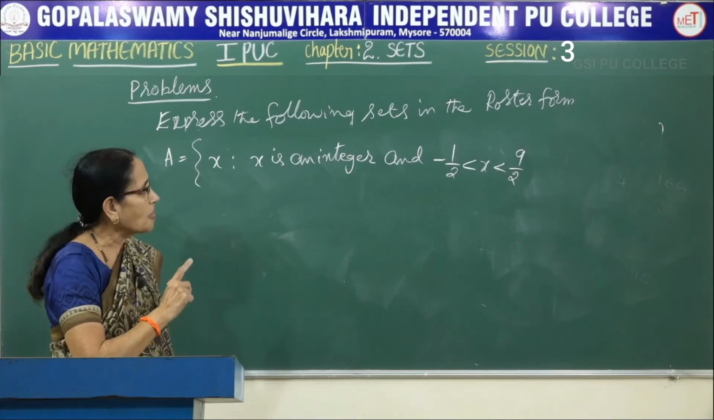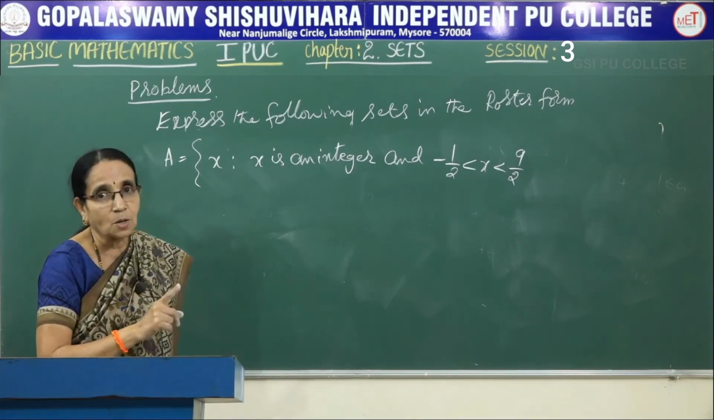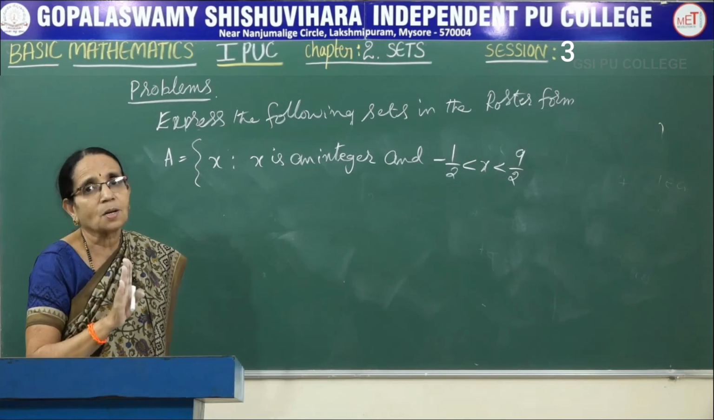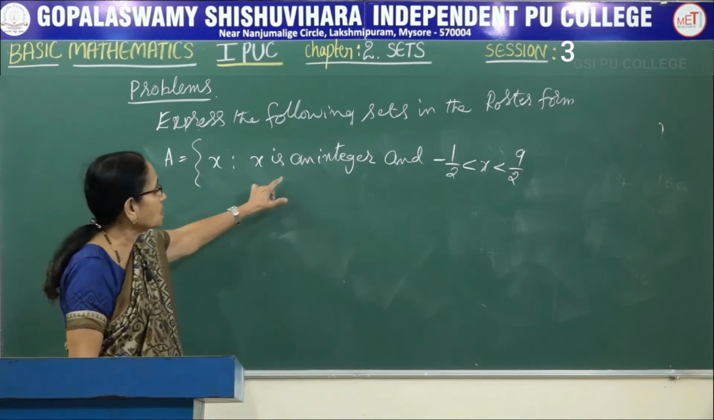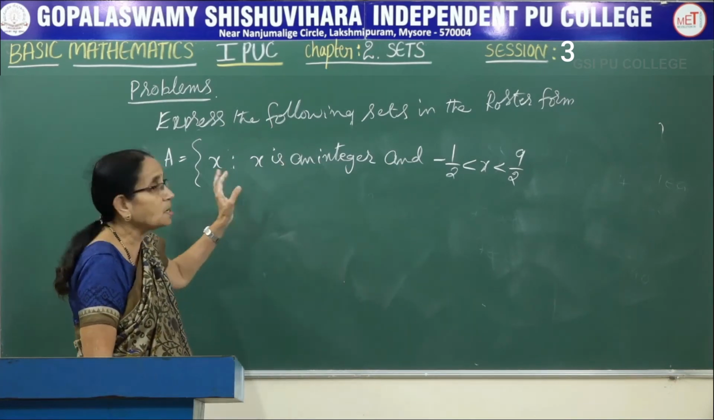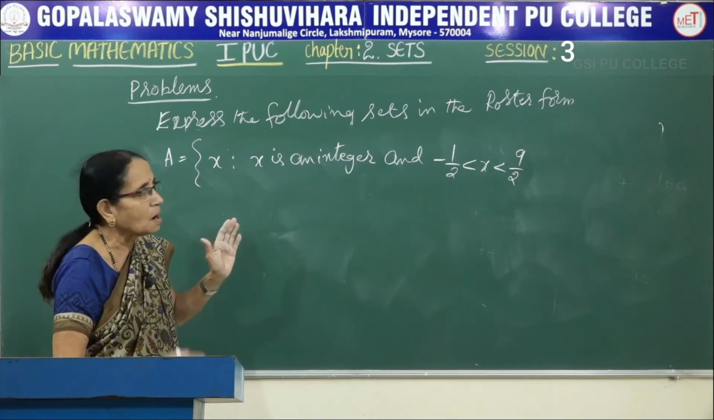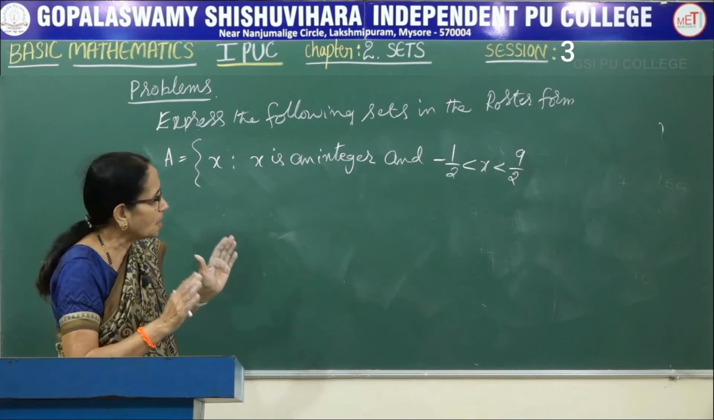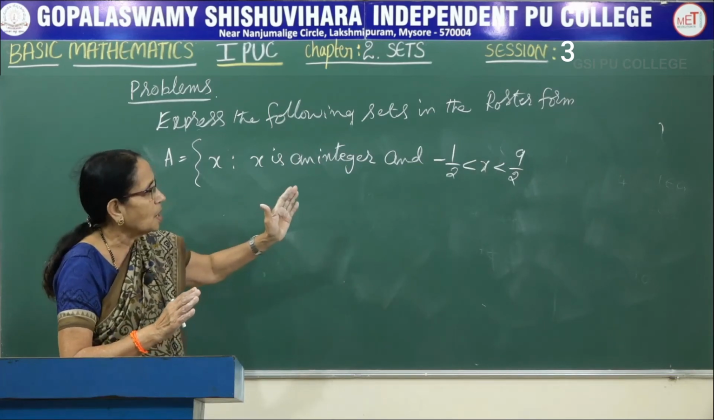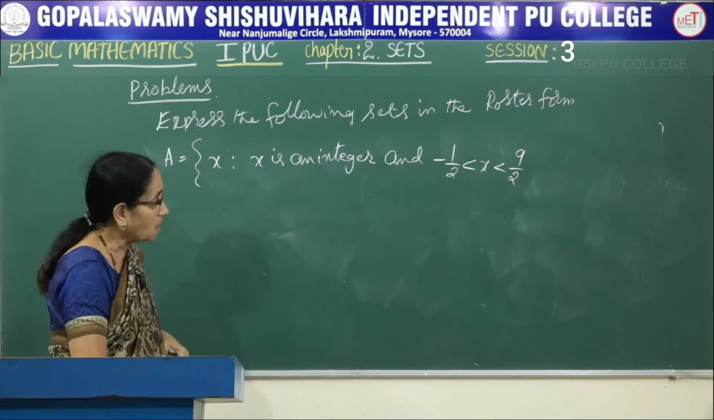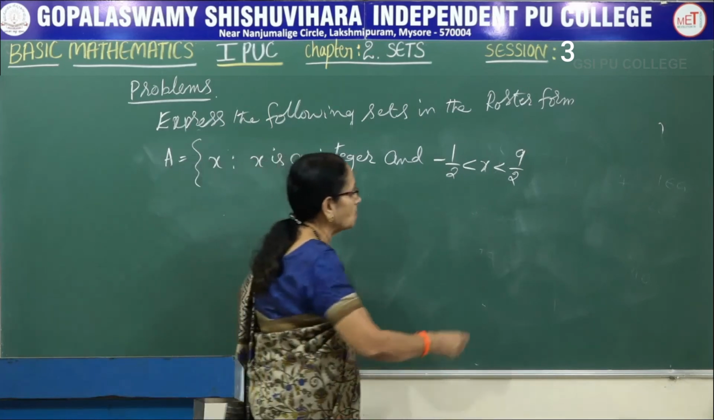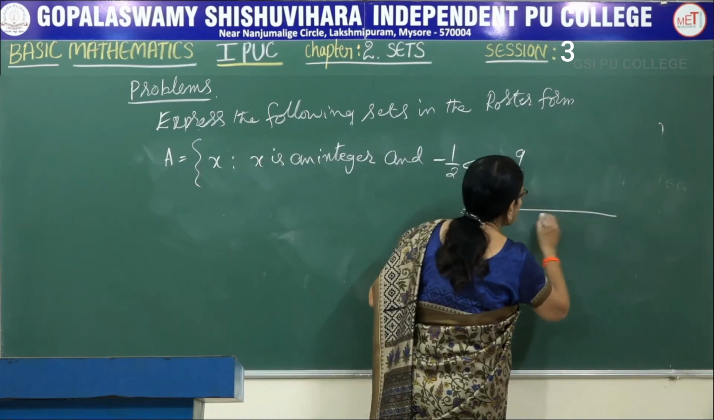Now you observe minus 1 by 2, 9 by 2. Both of them are rational numbers here. And what's the other condition given? X is an integer here. That means a whole number. So you have to consider all those integers which lie between minus half and plus 9 by 2. Again, if you can directly write, well and good. Or else you can use the number line.